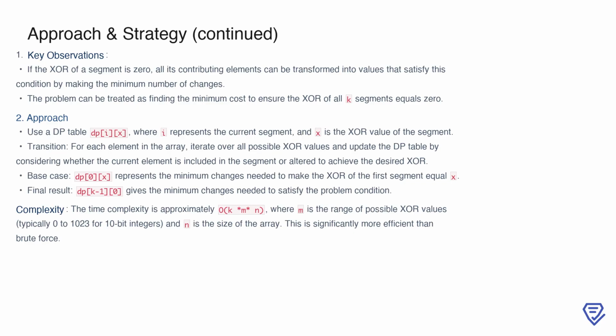To implement this, we define a DP table DP[i][x], where i represents the segment number, and x represents the XOR value for that segment. The transitions involve iterating over each element in the array and all possible XOR values, updating the DP table by considering whether the element is kept as is or altered to reach the target XOR. The base case is set such that DP[0][x] represents the minimum changes needed to make the XOR of the first segment equal to x. Finally, the solution is found in DP[K-1][0], which gives the minimum changes required to make all K segments have an XOR of 0.